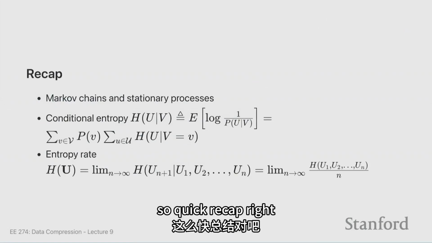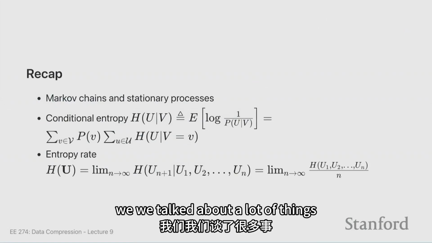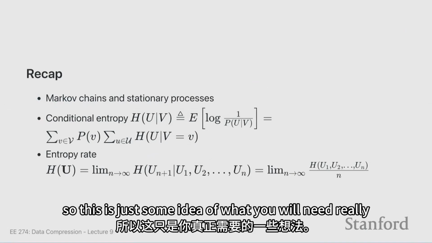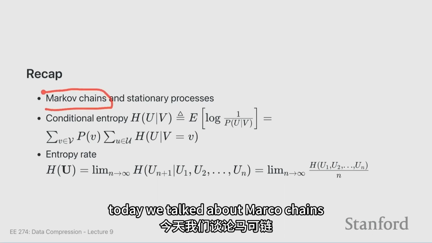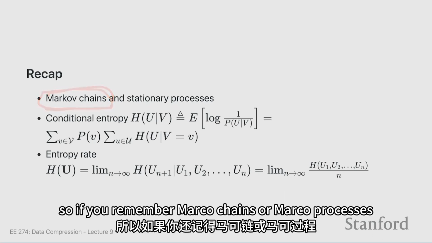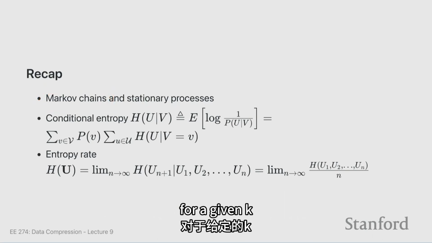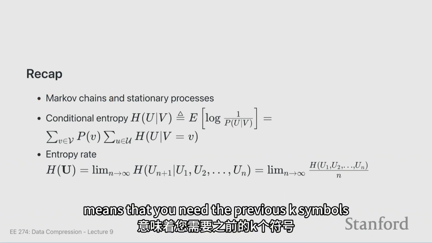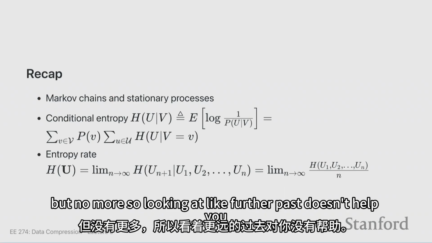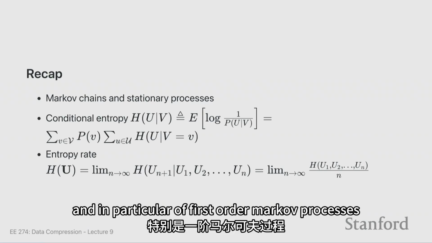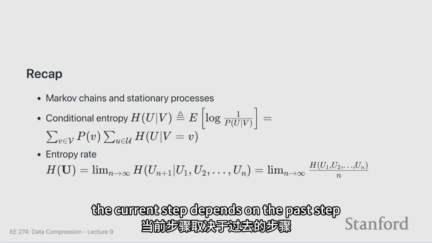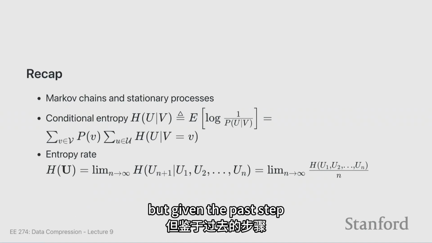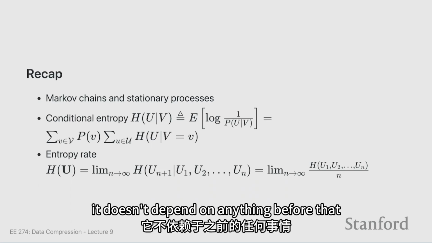So quick recap, right? We talked about a lot of things. This is just a summary of what you will need really today. We talked about Markov chains. So if you remember Markov chains or Markov processes, for a given k, a kth order Markov process means that you need the previous k symbols to predict the next symbol, but no more. So looking at further past doesn't help you. In particular, a first order Markov process is one where the current step depends on the past step, but given the past step, it doesn't depend on anything before that.